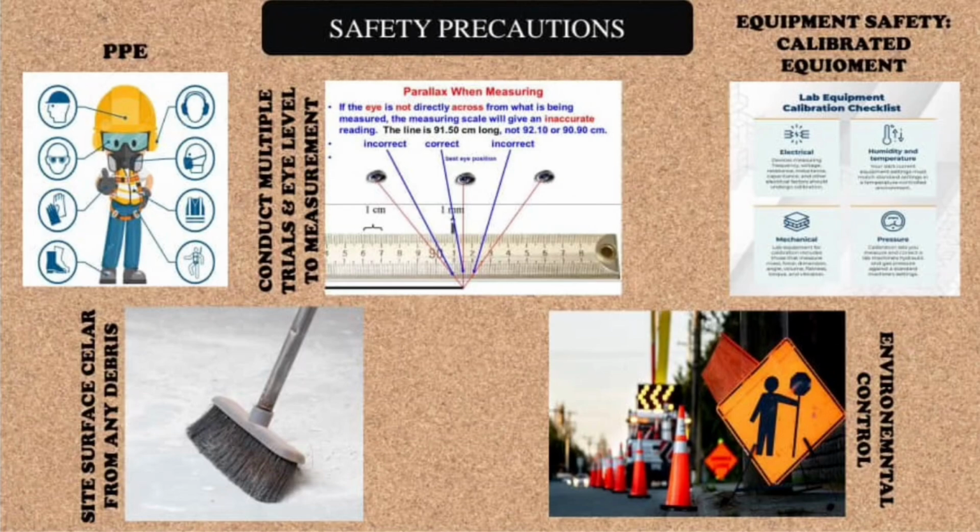Firstly, for the safety precautions, always wear proper PPE such as safety vest and safety shoes. Next, take measurements at eye level to avoid parallax error. Then, ensure the surface is clean and free from debris to prevent accidents. Also, use calibrated equipment to guarantee accurate and reliable results. And lastly, place cones and warning signs to control the environment and ensure safety.